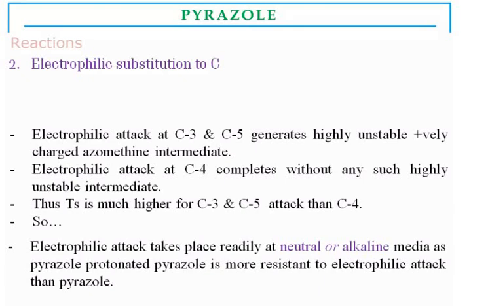Now electrophilic substitution to carbon. Electrophilic attack at carbon 3 and carbon 5 generates a highly unstable, positively charged diazomethane intermediate. Electrophilic attack at carbon 4 proceeds without any such highly unstable intermediate. Thus, the transition state is much higher for carbon 3 and carbon 5 attack than carbon 4. So electrophilic attack takes place readily in neutral or alkaline media, as pyrazolium, the protonated pyrazole, is more resistant to electrophilic attack than pyrazole.